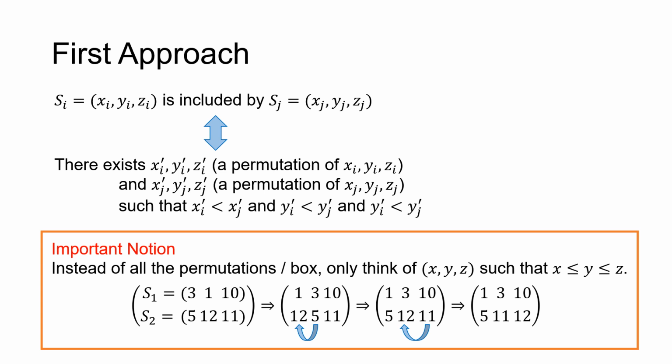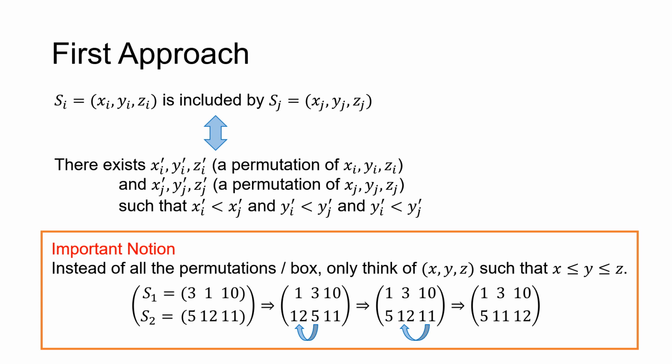First, we'd like to obtain a mathematical expression for the condition that one box is included in another. Since a rotation of a box is equivalent to a permutation of its height, width, and depth, the condition is equivalent to saying that there exists a pair of boxes Si and Sj and a permutation of each box such that each variable in Si is less than the corresponding variable in Sj. However, dealing with permutations makes it difficult to handle this condition.